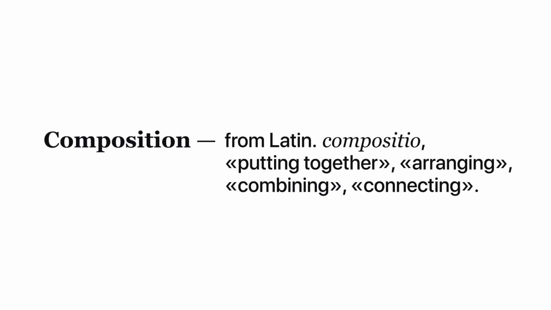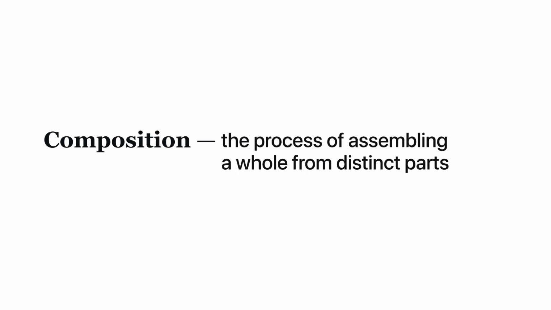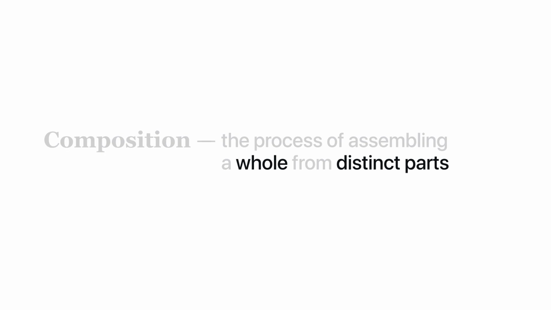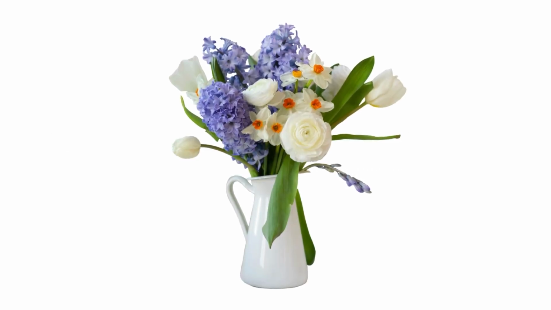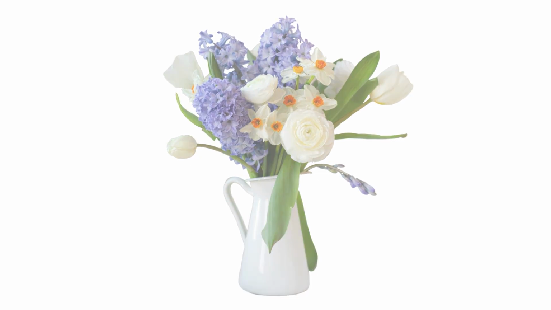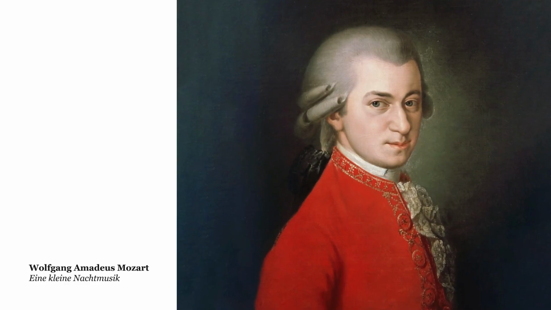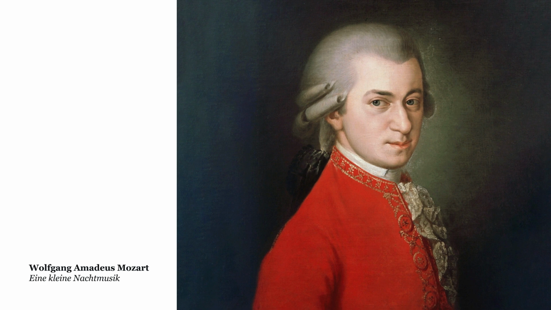The term composition comes from the Latin word compositia, which means putting together, arranging, combining, or connecting. Therefore, according to its literal translation, composition refers to the process of assembling a whole from distinct parts. These whole and separate parts can be anything. For example, a bouquet composed of individual flowers is a flower composition. A melody made up of different motifs and sounds is a musical composition.